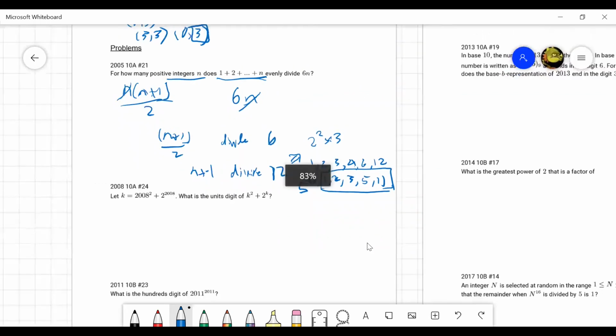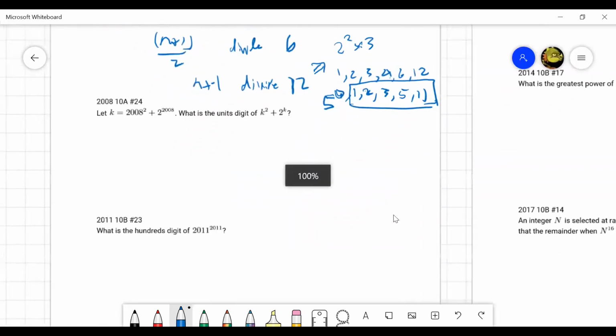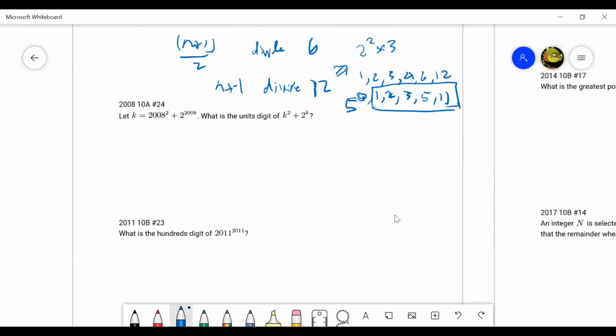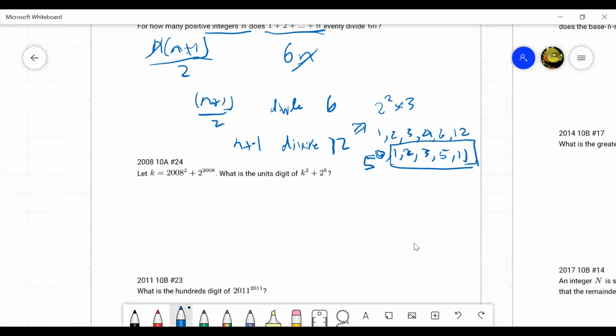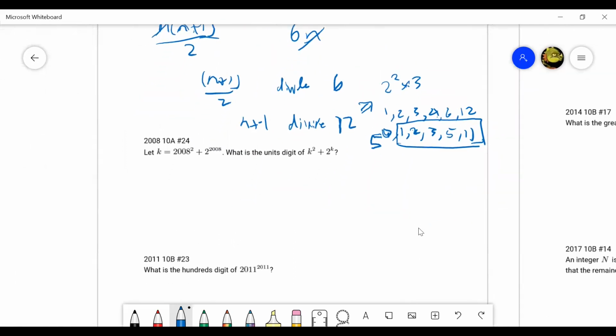All right, the next one is: let k equal 2008 squared plus 2 to the 2008. What's the unit digit of k squared plus 2 to the k? This one is tied directly to the unit digit stuff that I talked about earlier. So essentially, the unit digit is just going to be that number mod 10.